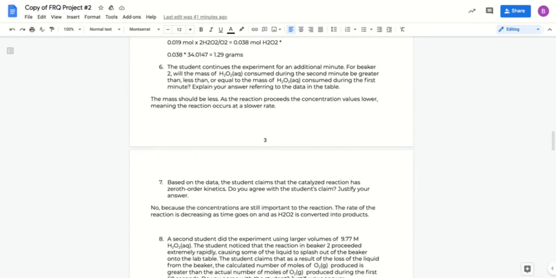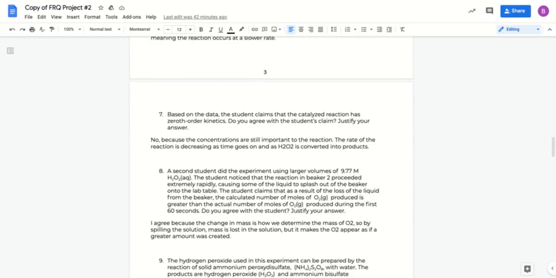The student then continues for question 6. It's asking, if you continue the reaction for another minute, will the reaction continue at the same rate? Because as the H2O2 is consumed and turned into O2, the concentration will lower, and this means that the reaction will proceed at a slower rate.